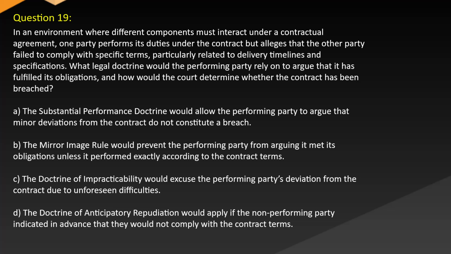A. The substantial performance doctrine would allow the performing party to argue that minor deviations from the contract do not constitute a breach. B. The mirror image rule would prevent the performing party from arguing it met its obligations unless it performed exactly according to the contract terms. C. The doctrine of impracticability would excuse the performing party's deviation from the contract due to unforeseen difficulties. D. The anticipatory repudiation would apply if the non-performing party indicated in advance that they would not comply with the contract terms.